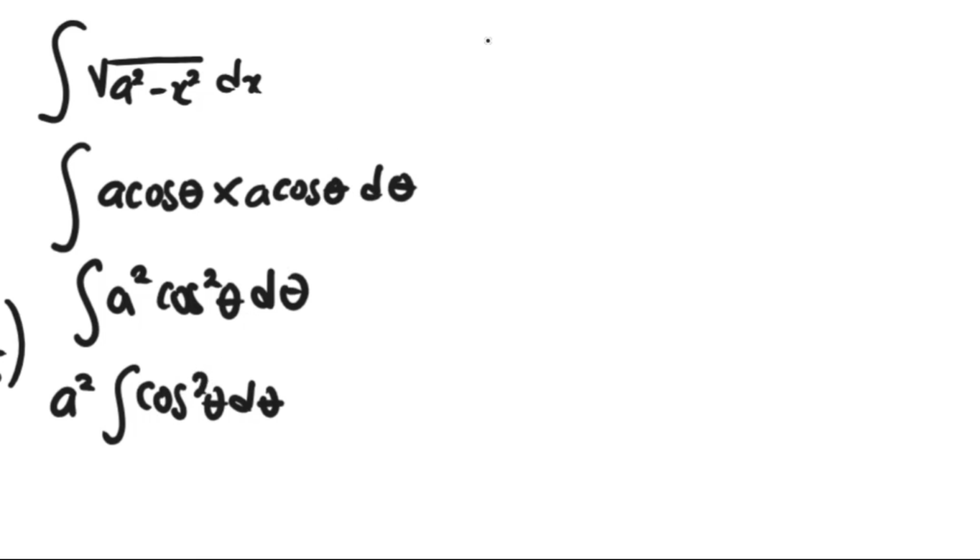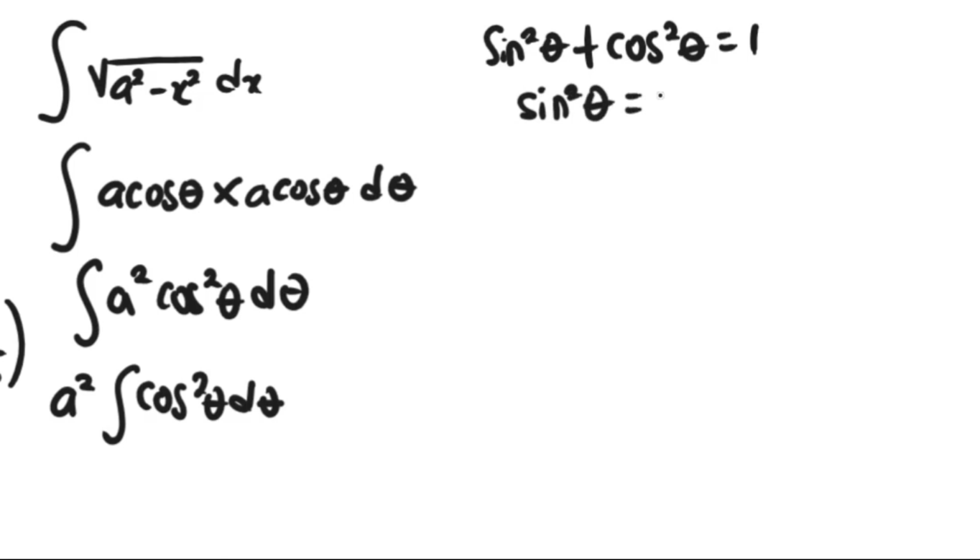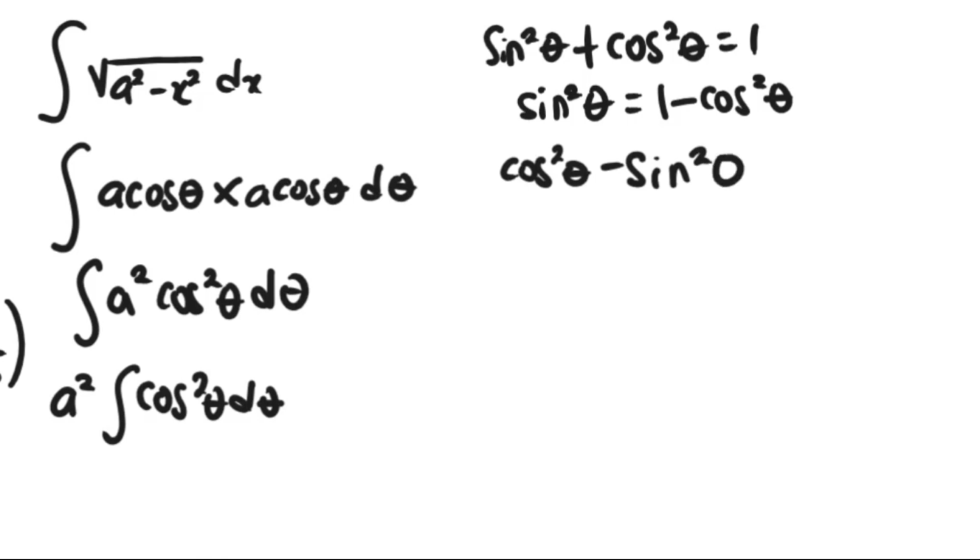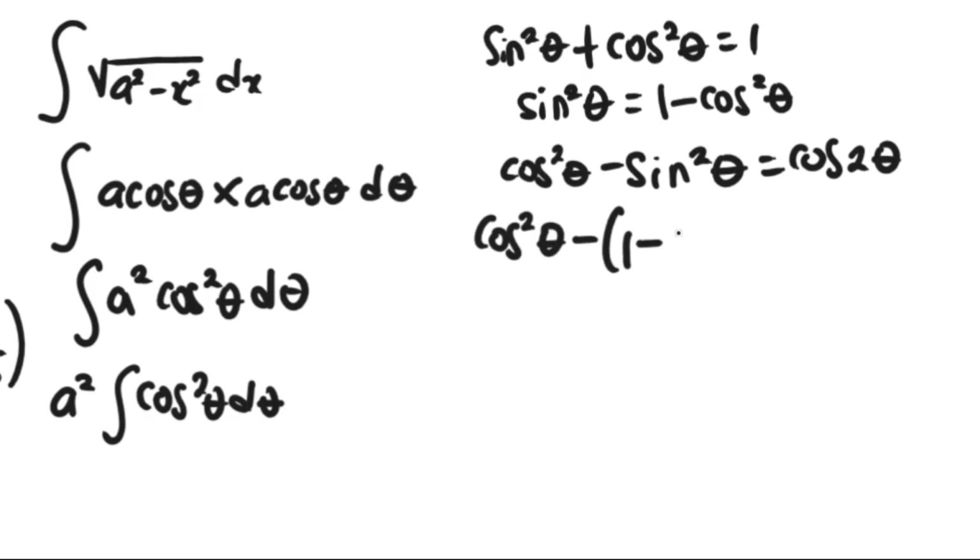So since we know that sine square theta plus cos square theta will give you 1, it means sine square theta is equivalent to 1 minus cos square theta. We also know that cos square theta minus sine square theta is going to give you cos 2 theta. So what it means here is that cos square theta minus (1 minus cos square theta) will give us what?